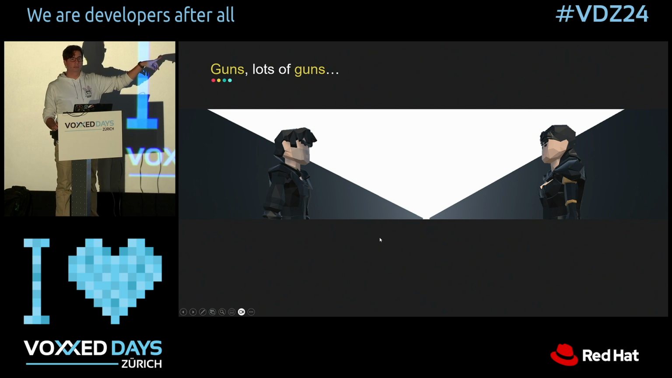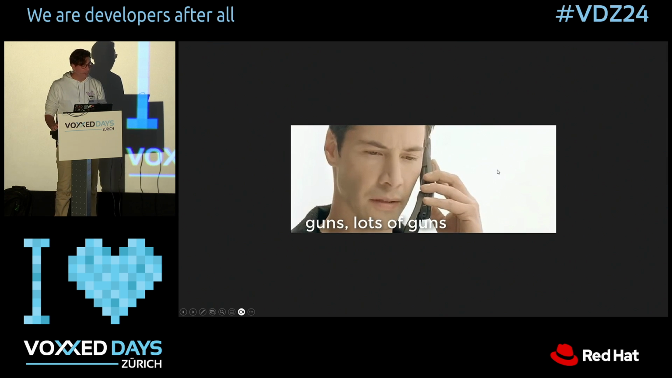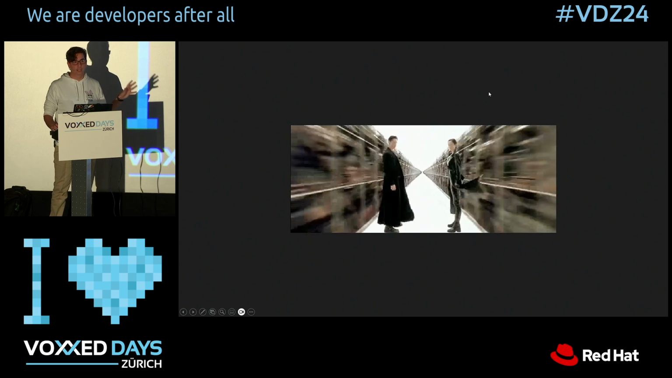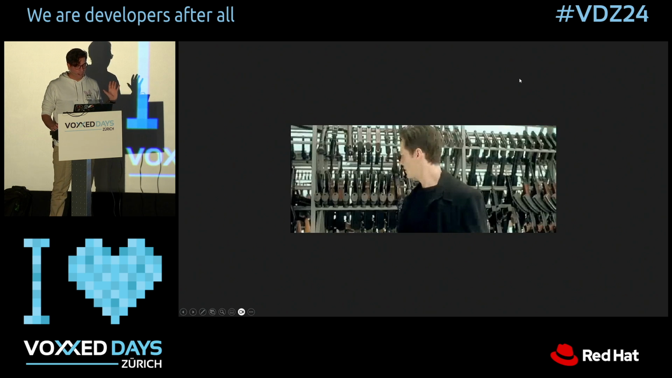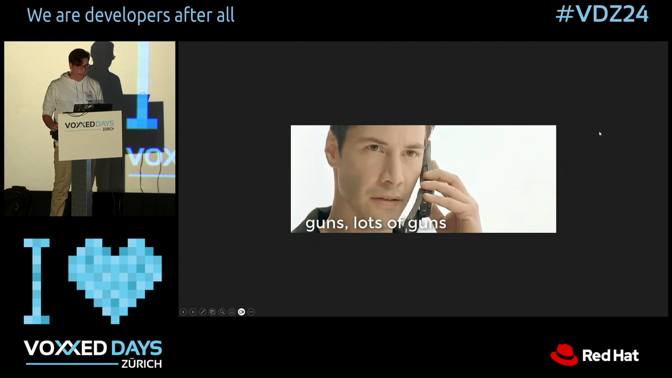Who knows what I'm referring to here? You can shout it. The Matrix. Yes. Always happy when people actually see what I'm trying to refer to with my crappy art. Okay, so the Matrix, Neo is asking for guns, lots of guns, but there is a plot hole in here. How is he going to find the guns he's actually searching for, right? So we're going to help him.